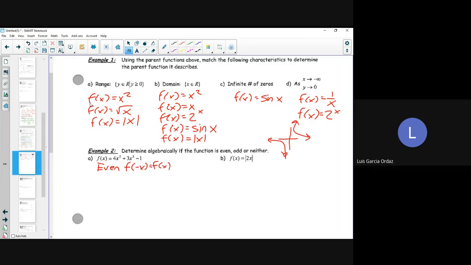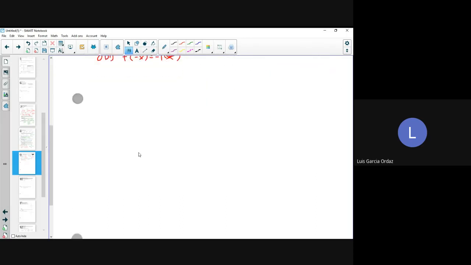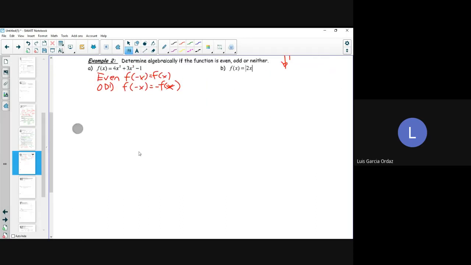And we know odd, we have to prove that f of negative x is equal to negative f of x. Just gonna move this page down for a moment. All right, so which one do you guys want to try to prove first? Even. Even? Okay. So we want to try to prove even.